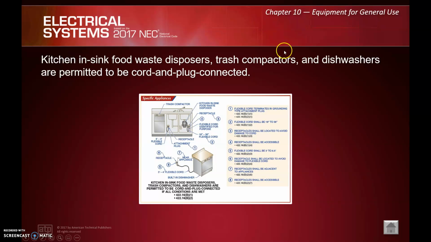Kitchen in-sink food waste disposers, trash compactors, and dishwashers are permitted to be cord and plug connected. Back to the beginning, we mentioned we can use cords for these so-called portable appliances. I know a dishwasher or a garbage disposal is not really considered portable, but we do need to move it in and out for servicing. So we're fine to do cord and plug connections for these.